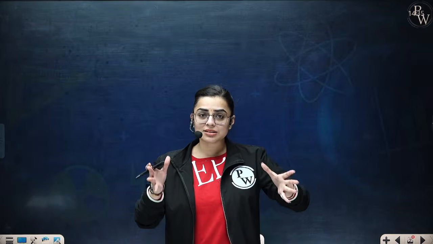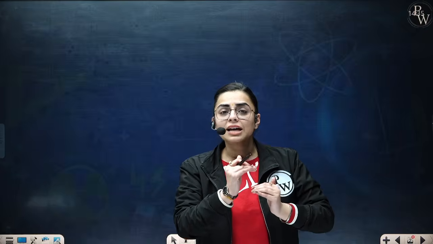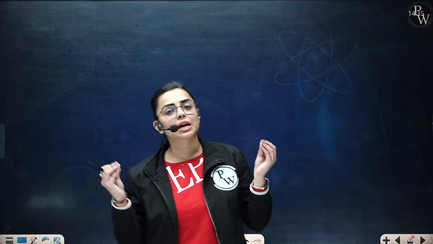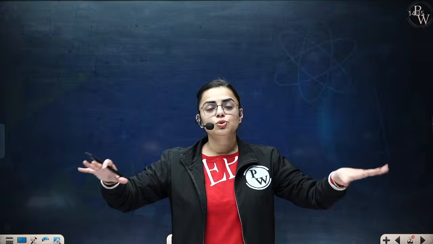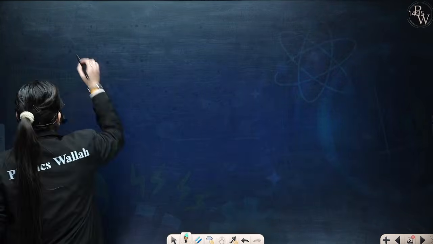If you understand the very first concept, that is the octahedral one, then you will automatically be able to understand the tetrahedral one and the square planar one, because they are very simple. So it's just a matter of a single topic that will lead you to understand all of these topics. Great. So what are the topics we are going to cover today?